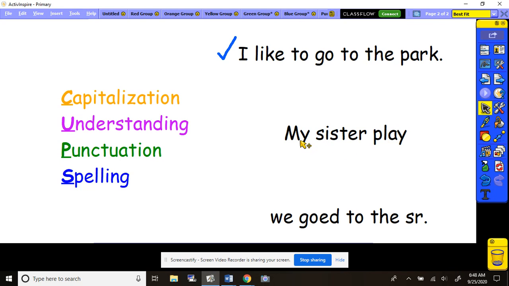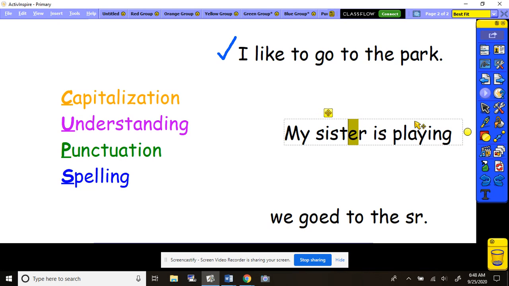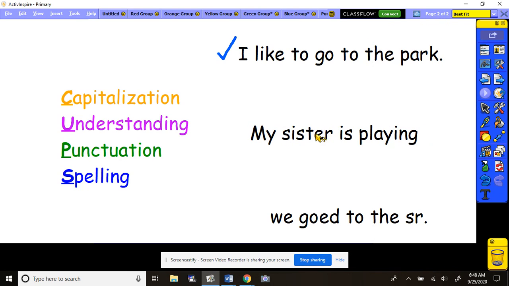Now, I could say, my sister plays, or I could say, my sister is playing. So I need to fix that depending on what I'm trying to say in this sentence. I'm going to say, my sister is playing. And I could go on and make it an even more complex sentence. Say, my sister is playing outside. I could ask myself where. But for now, that makes sense.